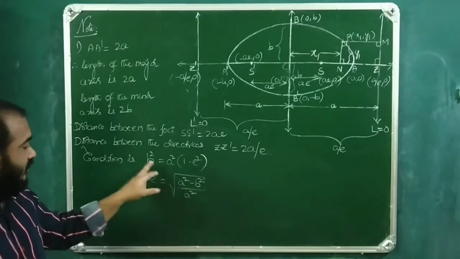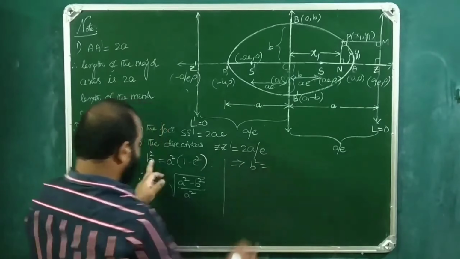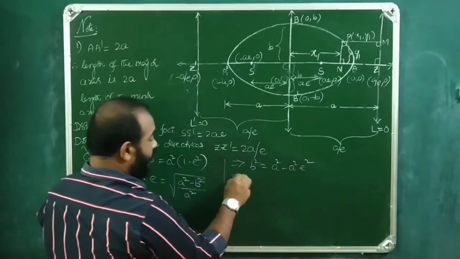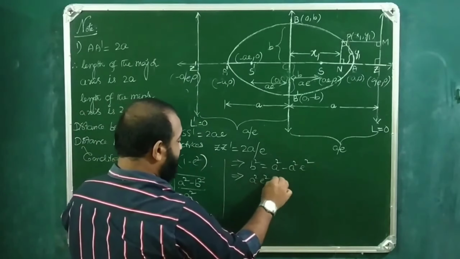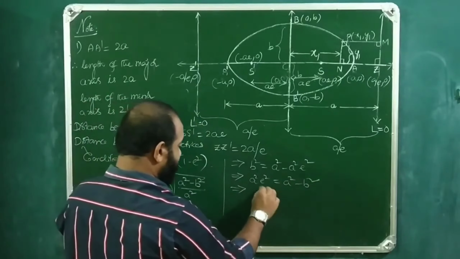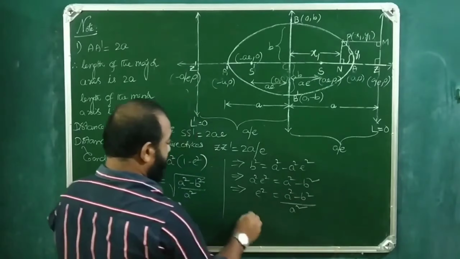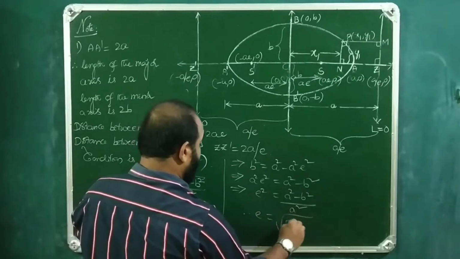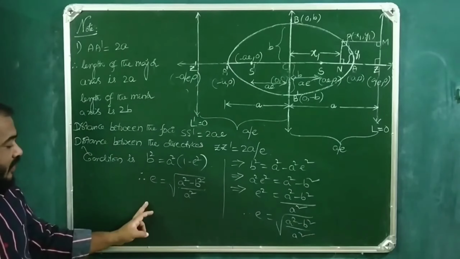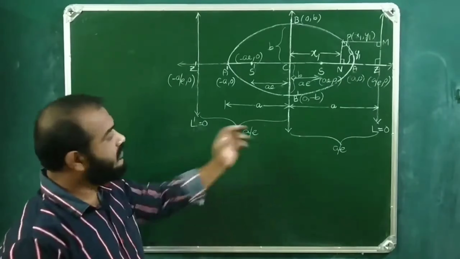How did we get this? B square equals A square into 1 minus E square, which is A square minus A square E square. From this, A square E square equals A square minus B square. So E square equals A square minus B square by A square. Therefore, E equals square root of A square minus B square by A square. This is the eccentricity.